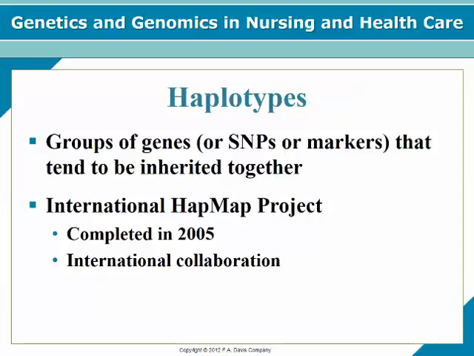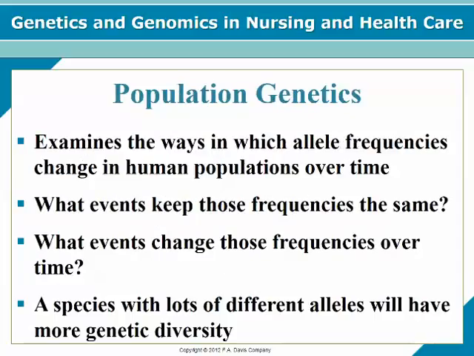Population genetics examines the way in which allele frequencies change in human populations over time. So what events keep these frequencies the same and what events change those frequencies over time? This is what we look at if we're doing more population genetics. A species with a lot of different alleles will have more genetic diversity, which totally makes sense.